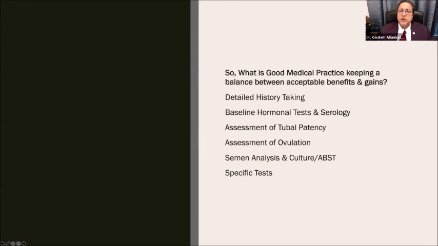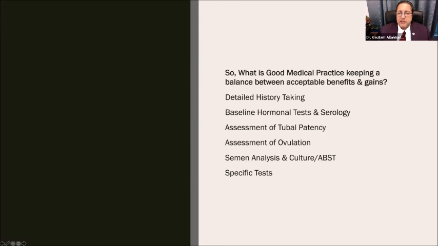So what is good medical practice, keeping a balance between acceptable benefits and gain? The single most important thing is detailed history taking. Please spend 10, 15, 20 minutes asking the history. Sometimes the patient gives you a very good history and you can find out and plan what investigations need to be done just based on her symptoms. I have again stressed the importance of baseline hormonal tests and serology. Just those tests are essential. They are not a luxury, they are a necessity.